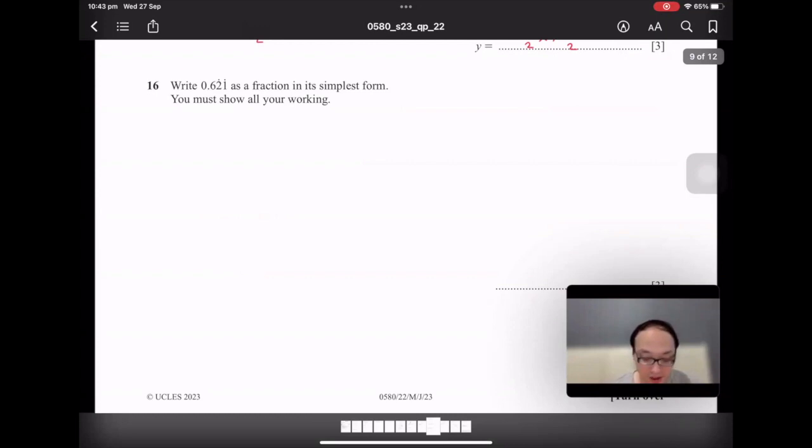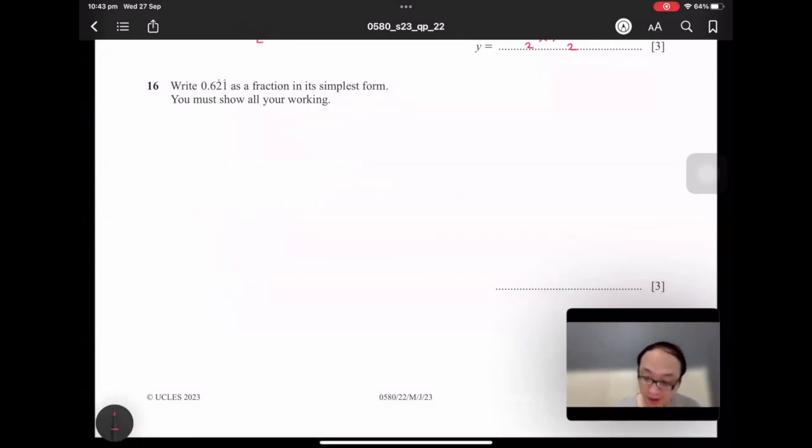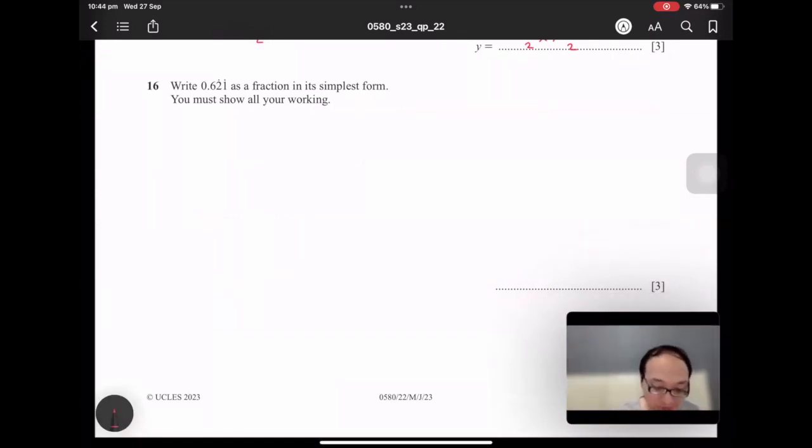Question 16. Write the recurring decimal as a fraction in the simplest form. You must show all your working. Okay, for this, this means 0.6212121, and so on. Or we can rewrite it as 0.6 plus 0.0212121, and so on. 0.6 is 6 over 10 or 3 over 5, plus this one.